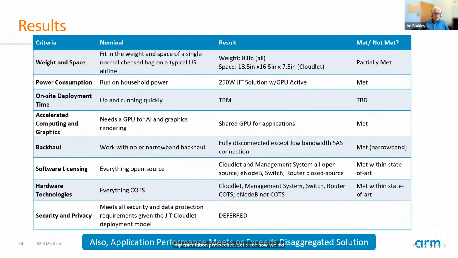So weight and space, this is probably the one that we're furthest from meeting at the moment. I think there's a 50-pound limit for normal size checked baggage on US airlines. We're at 83 pounds right now. That includes a 36-pound hardened case to put it all in. So we're almost there without the case, but it's a little bit heavier than we would like and a little bit bigger than we would like. So those smaller form factors like that Marvell box are appealing to us to be able to see if we can shrink this down even further.